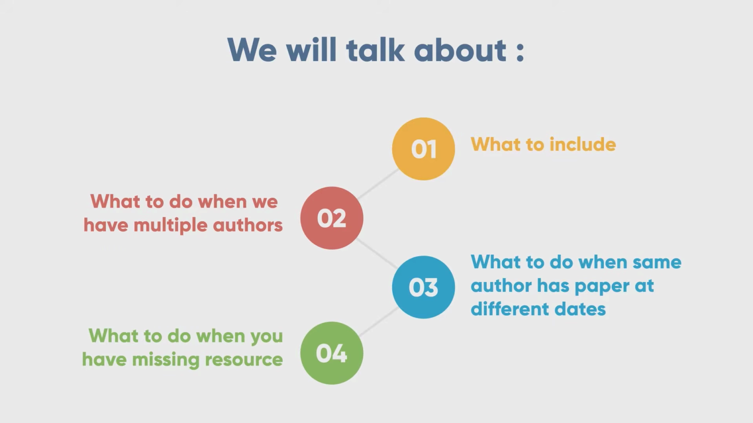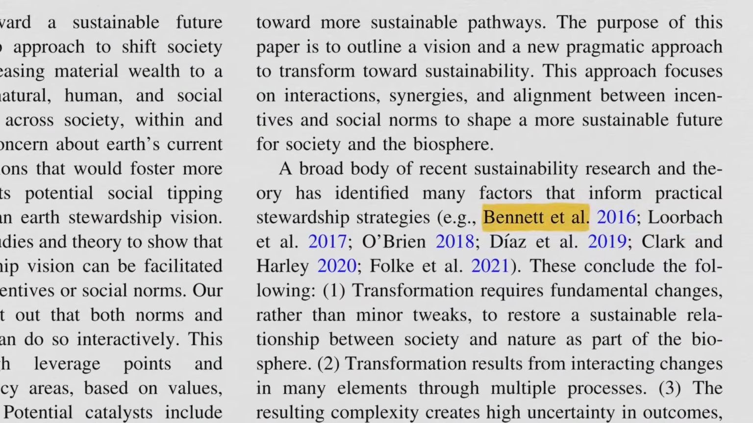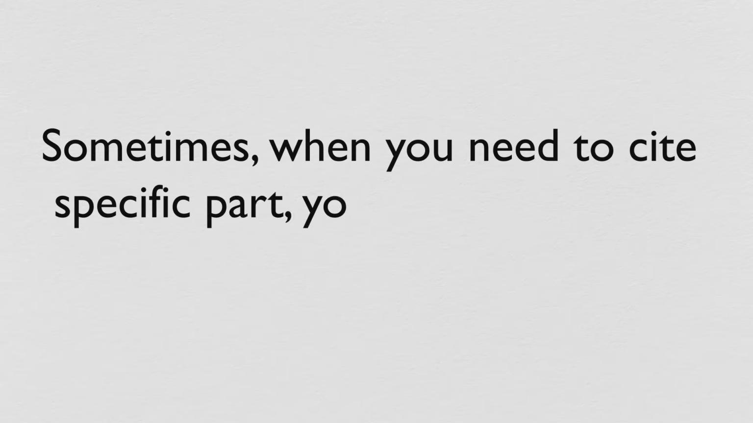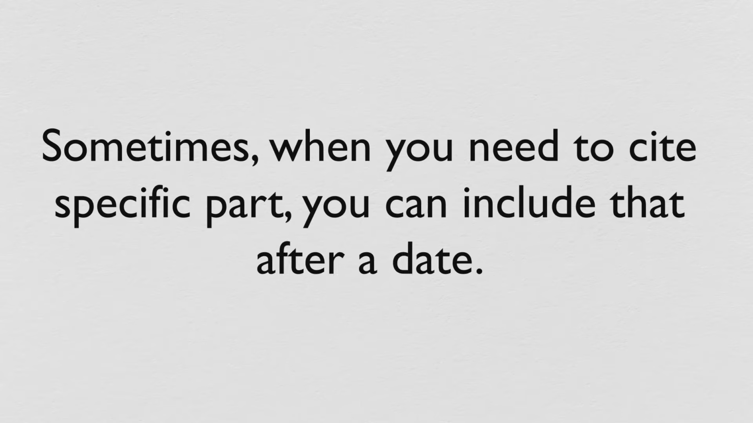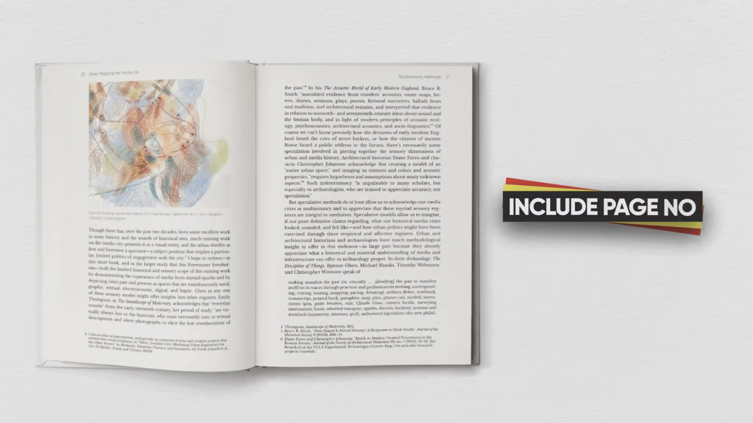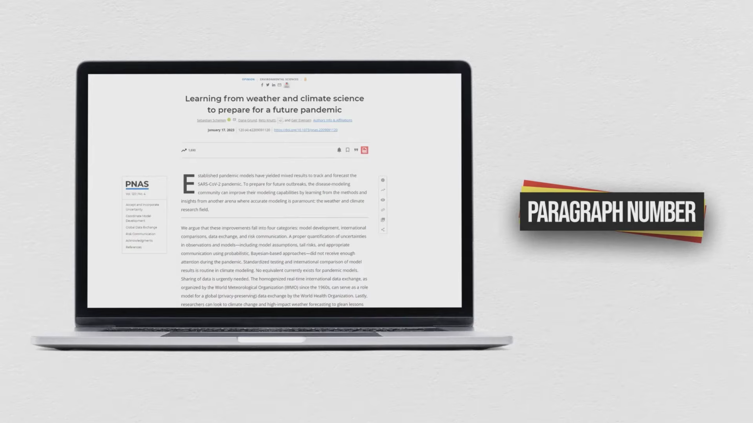Alright, let's begin. In-text citation always consists of the author's last name and the year the article was published. Sometimes, when you need to cite a specific part, you can include that after the date. For example, for a book, include a page. For a video, include the time. For web pages, include the paragraph number.